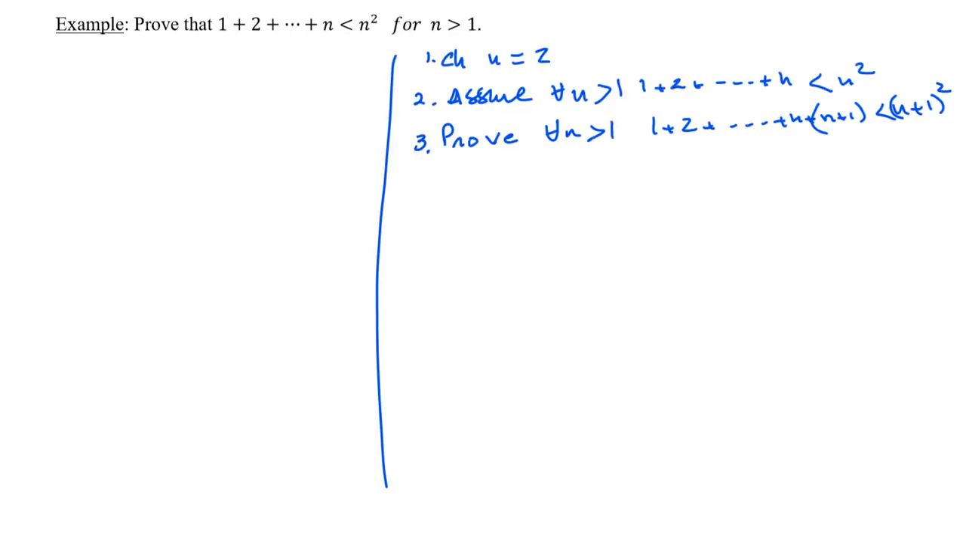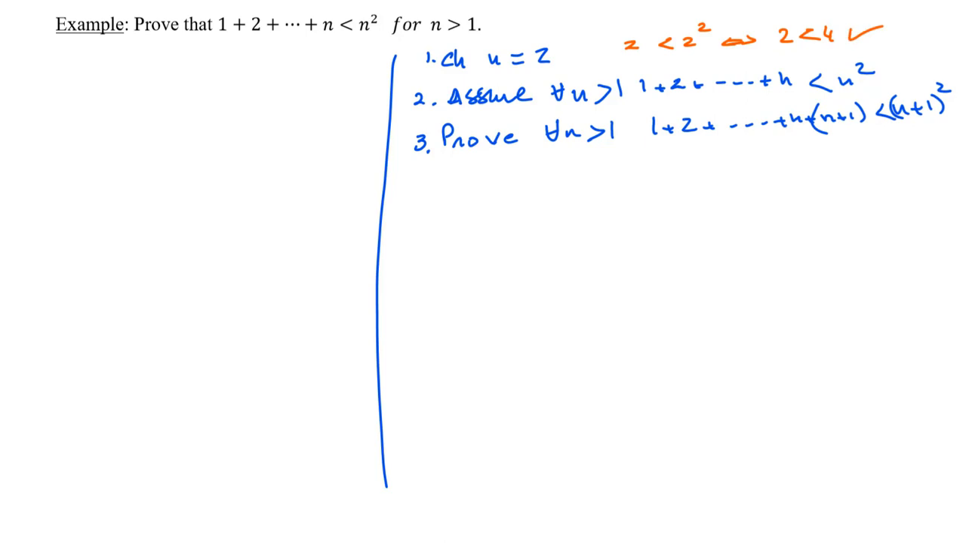So in this example, we need to prove that 1 plus 2 plus all the way to n is less than n squared. So we're going to write the 3 steps. So here we are. We check for n equal to 2 because this is for n greater than 1, or we could say n greater than or equal to 2. So for n equal to 2, what we have is 2 less than 2 squared. So 2 is less than 4, so yes, it's true.